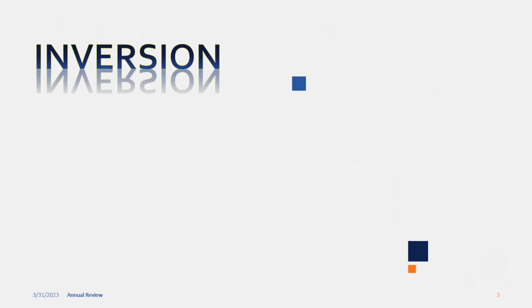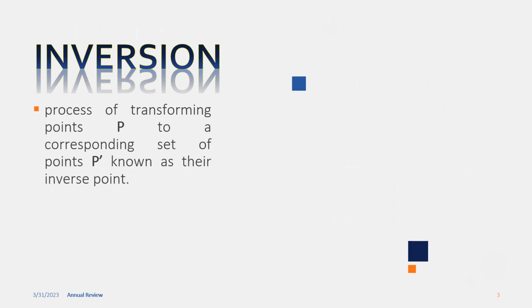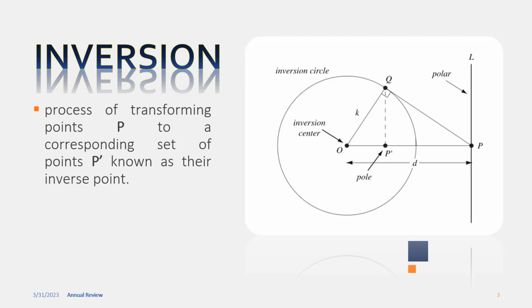Let us also review inversion. Inversion is the transformation of a point or points. We denote it previously in our lesson as point P, to the corresponding point, which we denote as P prime, known as its inverse point. Previously, Sir Abzar explained this equation. Let us illustrate it in a coordinate plane.